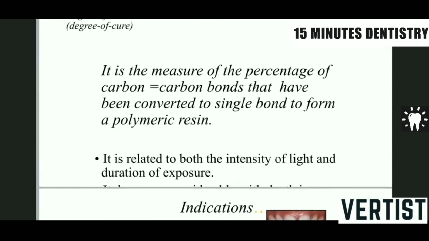Now this degree of conversion is the measure of the percentage of carbon-carbon double bonds that have been converted to single bonds to form a polymeric resin. The more the degree of conversion, the better the composite's physical properties. Because if there is less conversion of monomer, then it will remain inside the bulk, inside the tooth, and then it will later cause damage to the physical and mechanical properties of the composite. So the degree of conversion is important. The direction of curing and the incremental technique is one of the important parts of working with composite.